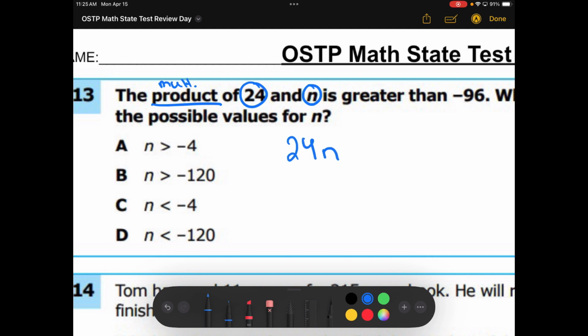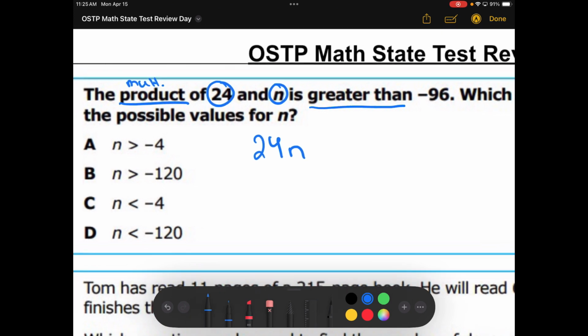When a number is right next to a variable, it automatically means multiply. You don't have to put anything in between them. Let's keep reading. Is greater than. Now, it said which inequality, which means we are dealing with greater than, less than, greater than or equal to, less than or equal to. We're dealing with the alligator. Which way is our little alligator going to face? I know they don't like the alligator, but it works. We're going to face it left. So greater than negative 96.